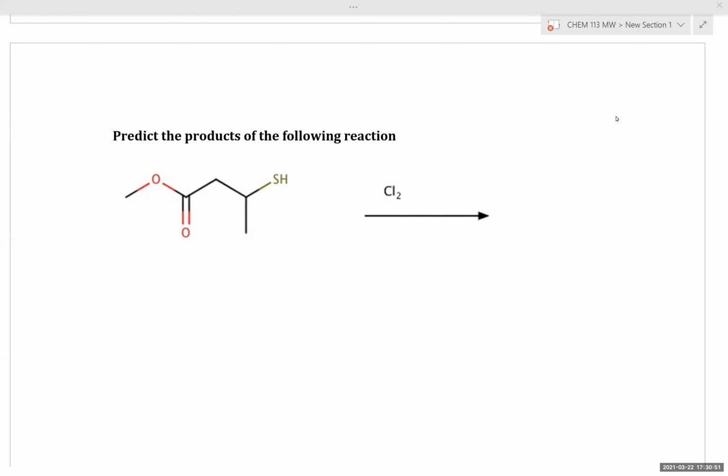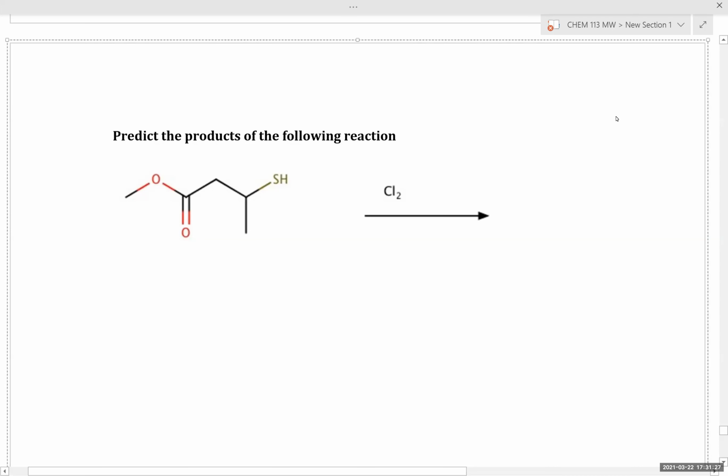Okay, so when we last left off, we were discussing reactions of thiols and sulfides. We previously discussed that thiols can be oxidized to yield disulfides, or oxidized to yield sulfoxides and sulfones. We're continuing the problems that we were working through last class session, and now we're looking at an example of product prediction.